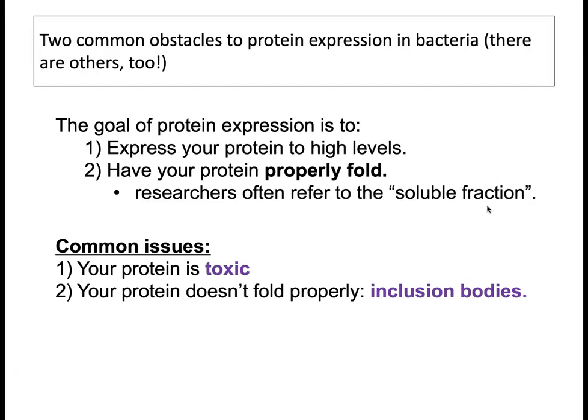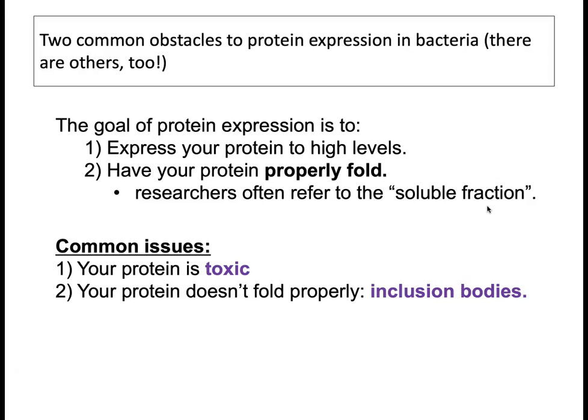One thing we'll notice when we're growing our bacteria that has a protein that we are expressing is that sometimes the bacteria grow slowly, or more slowly than normal, when they've got that plasmid. And that's usually a pretty good indication that they're unhappy with your gene being present, and it's an indication that your gene is toxic.